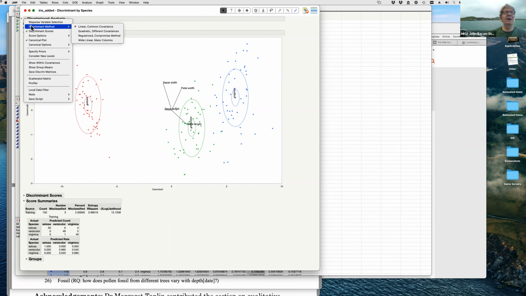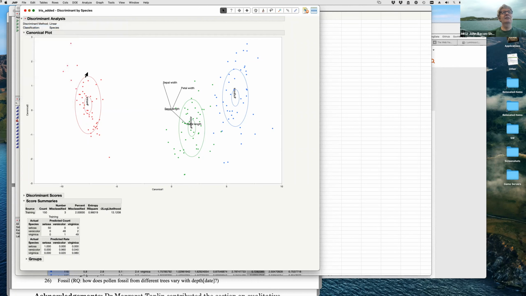So this says discriminant method. Currently, we're on linear common covariance. So that assumes that the covariance of our 4 variables is the same within each of the 3 species. That's like saying each of these ellipses are exactly the same size and shape, right? So we're assuming that the only difference between them is the location, right? We've got these 3 different locations, but we're assuming it's the same ellipse.